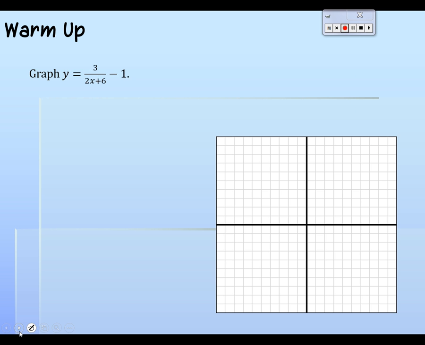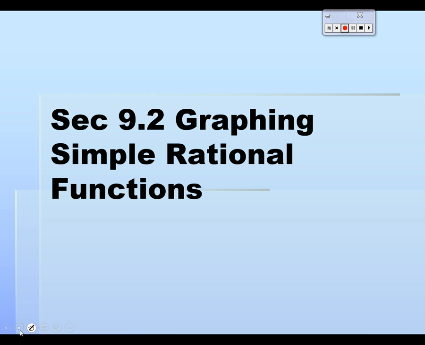All right, let's roll here. We're going to start section 9.2 today, which is graphing simple rational functions. You like titles? That's your title. There you go. Okay. So we're going to actually graph some stuff today.